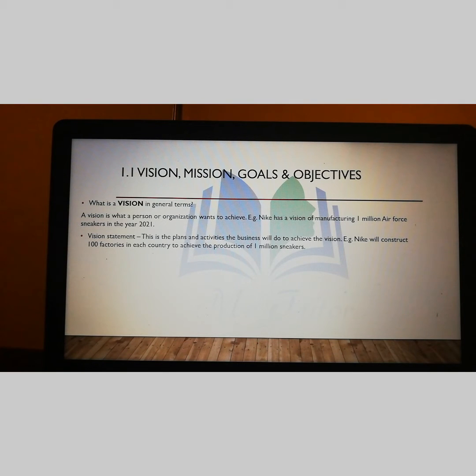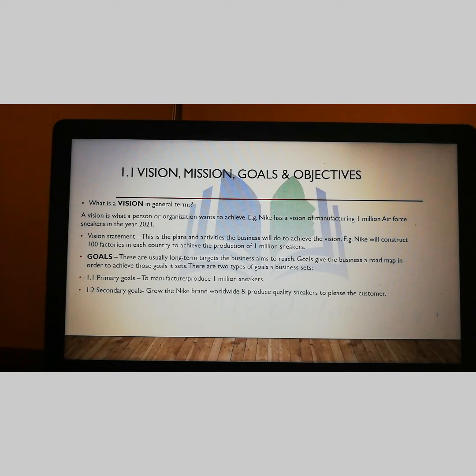So what is the vision of Nike in this instance? The vision of Nike is to manufacture 1 million Air Force sneakers in the year 2021. But how will the company get to producing those exactly 1 million Air Force sneakers? They will construct factories, 100 factories in each and every country, whether some of the countries are in the northeast, southwest, anywhere, but they will construct 100 factories in order to achieve that production of the 1 million sneakers. That's the vision statement. That's my personal example, guys, like I said.